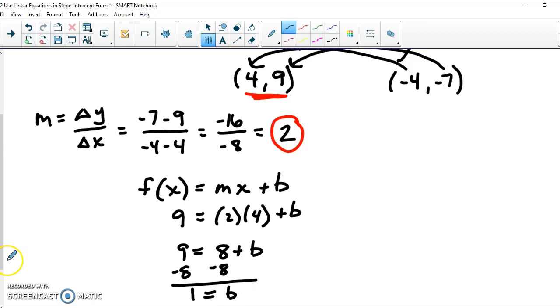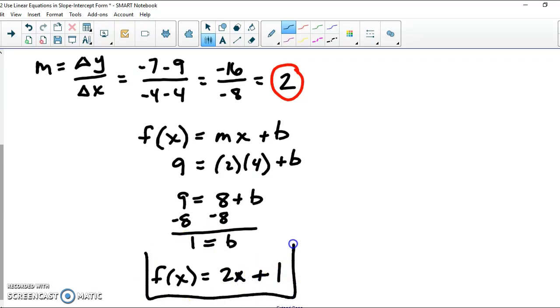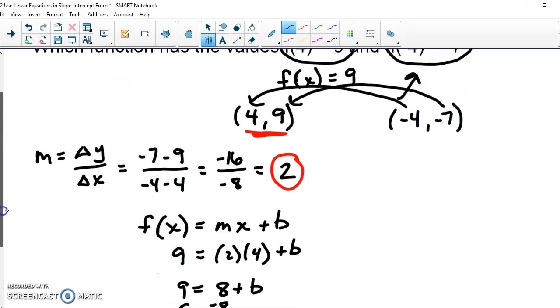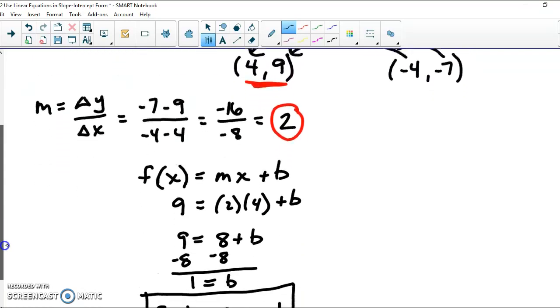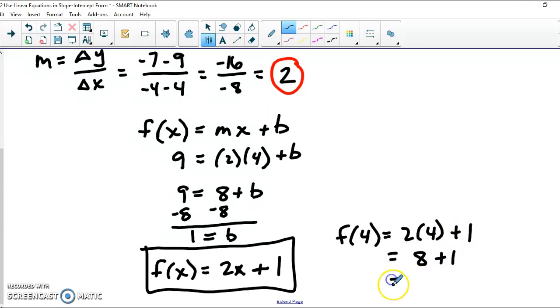So to write my function now, I could say f of x equals 2 is my slope, so 2x plus 1. And if I want to double check and make sure, does f of 4 really equal 9? Then I can substitute 4 for x. 2 times 4 is 8, plus 1 is 9.